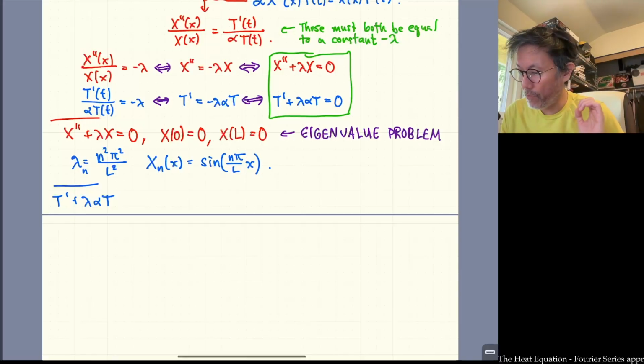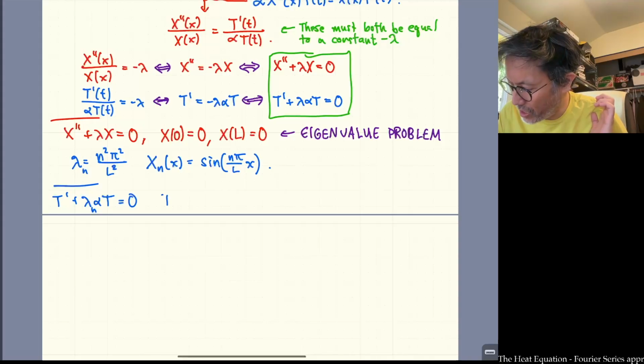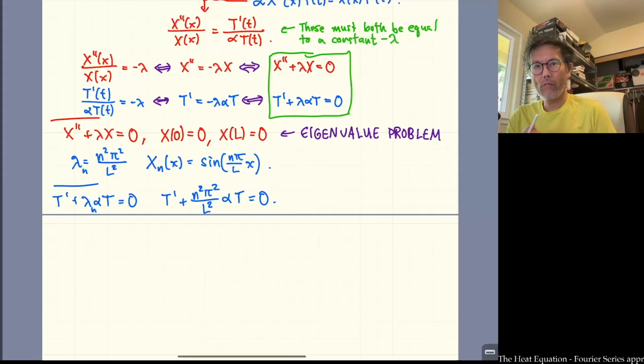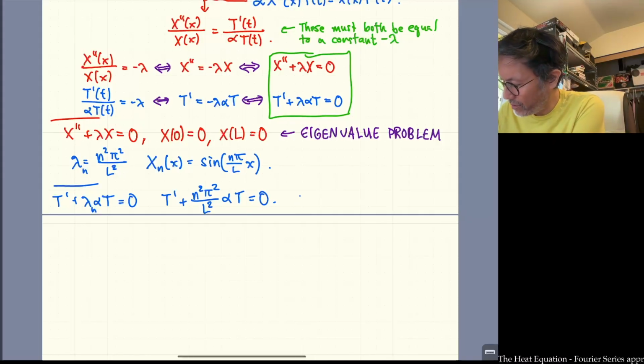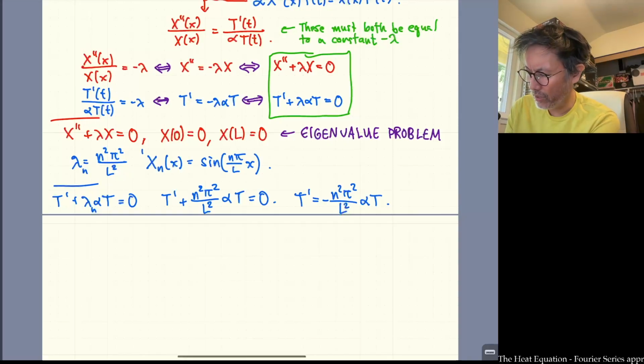So if we plug in that lambda n here, then we're talking about the equation T prime plus n squared pi squared over L squared times alpha times T equals 0. Now move this second term over to the other side. We get negative n squared pi squared over L squared times alpha times T. Okay, let me box this because I'm going to refer back to it later.